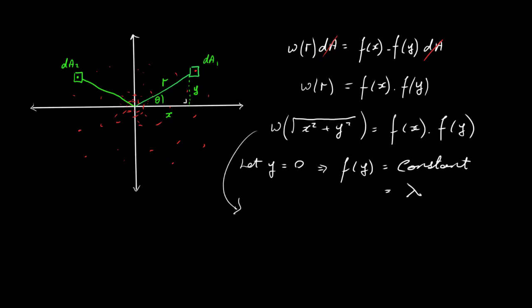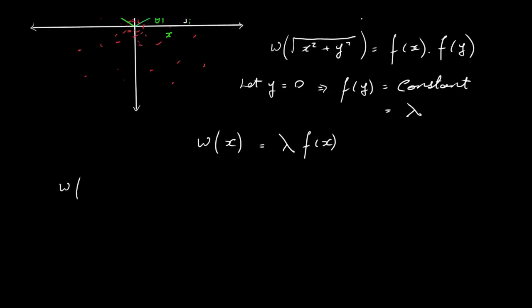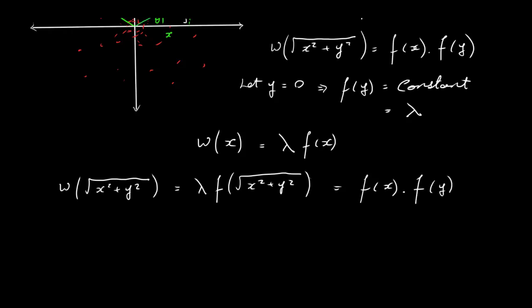So what this formula here becomes then is just omega of x, because y becomes 0, so we just end up with the square root of x squared, so that's just x, and over here we end up with lambda times f of x. So we can see then that if we have omega of the square root of x squared plus y squared, that's just going to be lambda times f of the square root of x squared plus y squared, and we can see from up here that that's just equal to f of x times f of y. What we have here then is f of x times f of y is equal to lambda times f of the square root of x squared plus y squared.